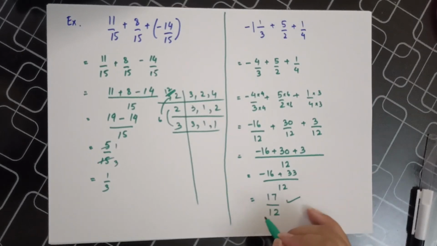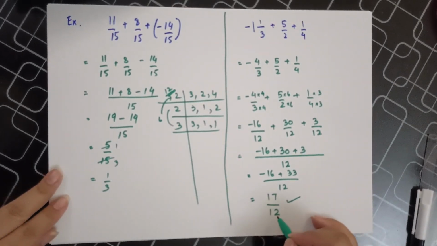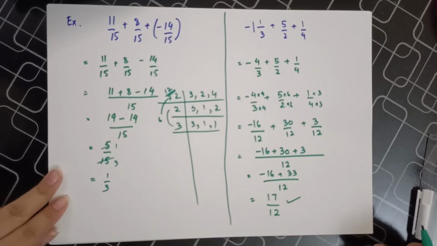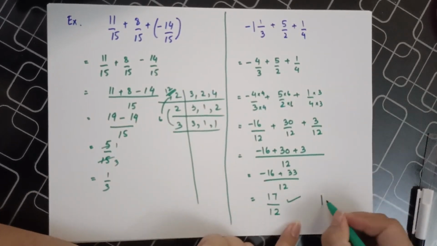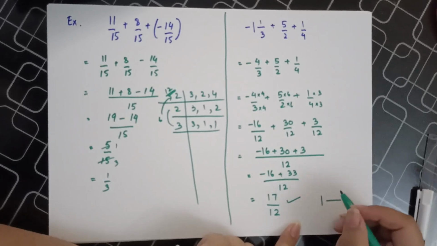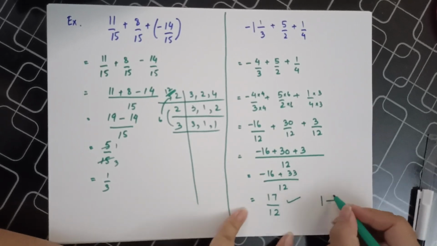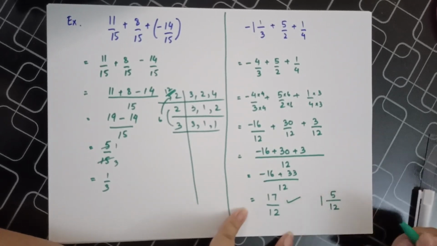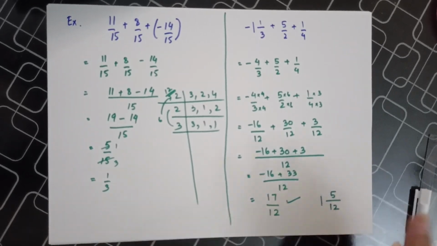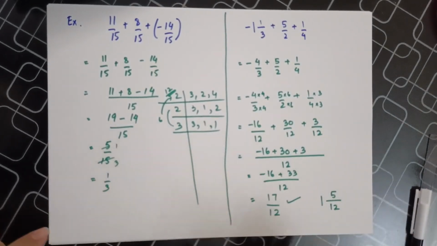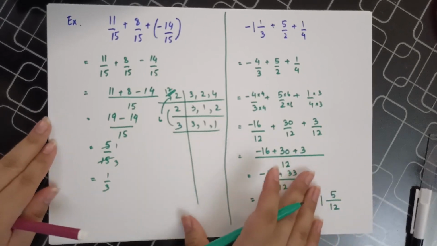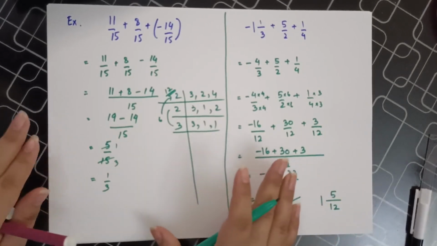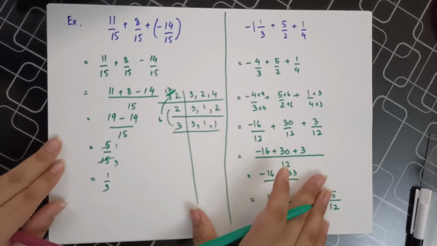If you want, you can convert it into a mixed fraction, which will be like this. 12 1s are 12. The remainder will be 17 minus 12 is 5. So 5 upon 12 is going to be your answer, right? So this is how we perform addition in case of rational numbers with same denominators and different denominators.